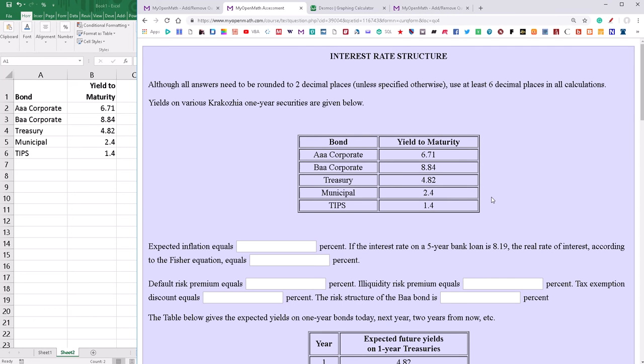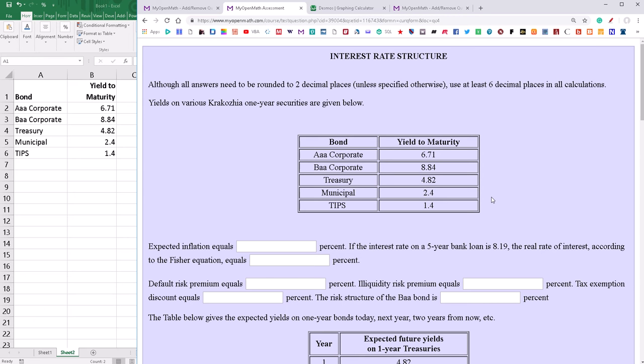Okay, in this one we're going to look at interest rate structure. This information comes from a hypothetical example that I created. We have a AAA corporate bond rating and a BAA corporate bond rating. Yields for those two are 8.84 and 6.71.